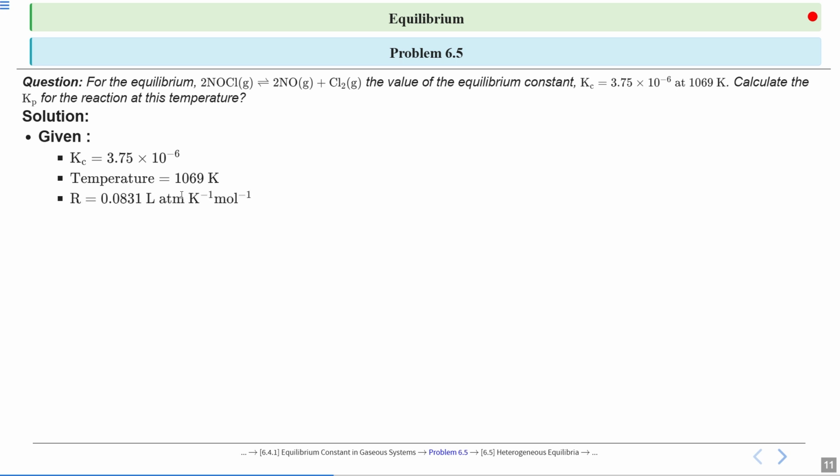Now, from our previous knowledge, we already know that the equilibrium constant calculation requires the R value, and it is 0.0831 L atm per Kelvin per mole. So this is in terms of liter atm per Kelvin per mole, and not in SI units.